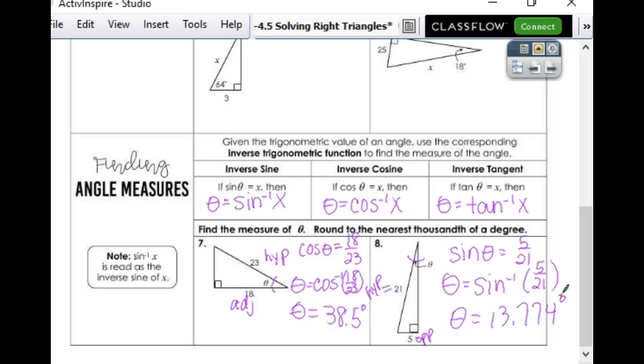So everybody try, make sure you can type that in the calculator, and that's the answer you got. Give me a thumbs up if you got it. Okay. So then what I would like for you to do with your partner is I want you to do 9 and 10.